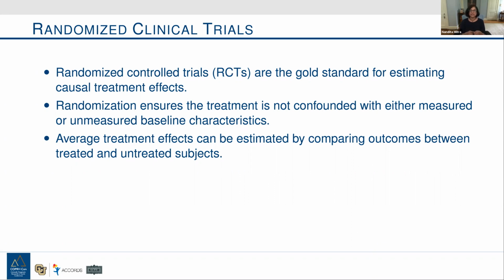And this is because the randomization makes sure that the treatment is not confounded with either measured or unmeasured characteristics at baseline. And so the average treatment effect can be estimated by merely comparing the outcomes between those who are treated and those who aren't. So we can easily get the ATE when you have randomization.